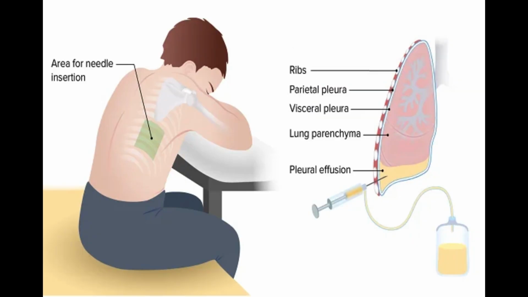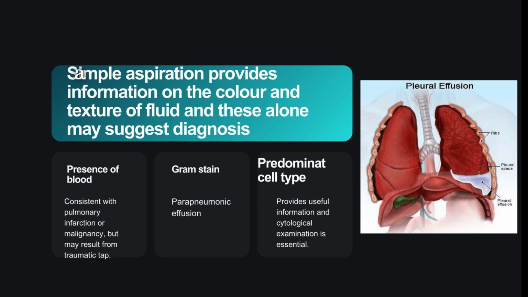Pleural aspiration and biopsy. In some conditions, for example left ventricular failure, it should not be necessary to sample fluid unless atypical features are present. Appropriate treatment should be administered and the effusion re-evaluated. In most other circumstances, however, diagnostic sampling is required. Sample aspiration provides information on the color and texture of fluid, and these alone may immediately suggest an empyema or chylothorax. The presence of blood is consistent with pulmonary infarction or malignancy but may result from a traumatic tap.